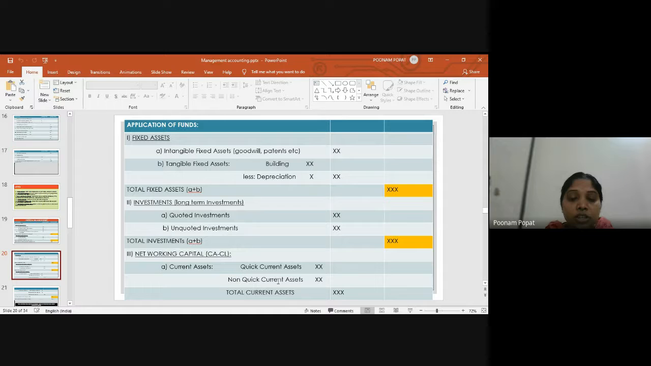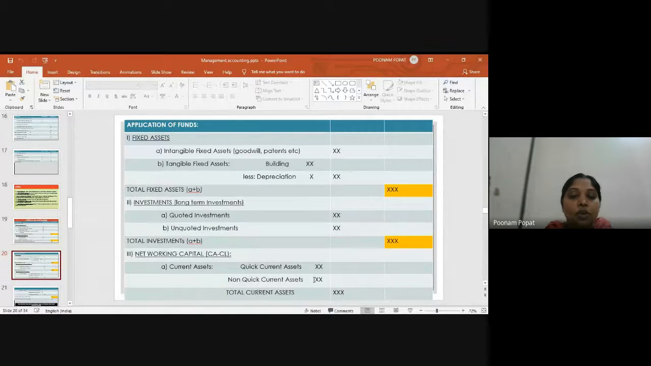So I'm not saying it is not liquidable. It is. It can be liquidated, but it will take time. First, I'll have to find a buyer. Then I'll have to sell it to him. Then some credit period will be given, and then on the date of maturity, he will pay. So the duration is lengthy. So what will come under non-quick current assets? It is stock and prepaid expenses. Rest all current assets are quick.